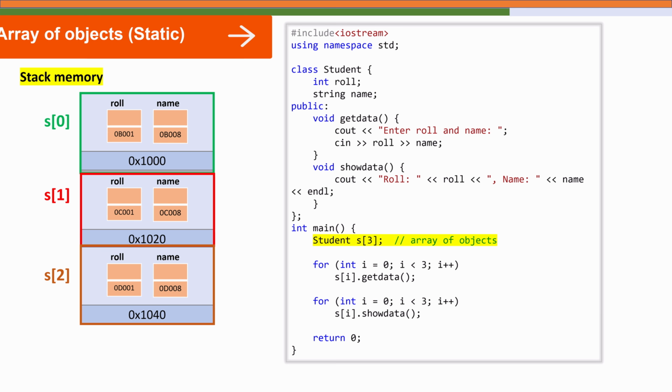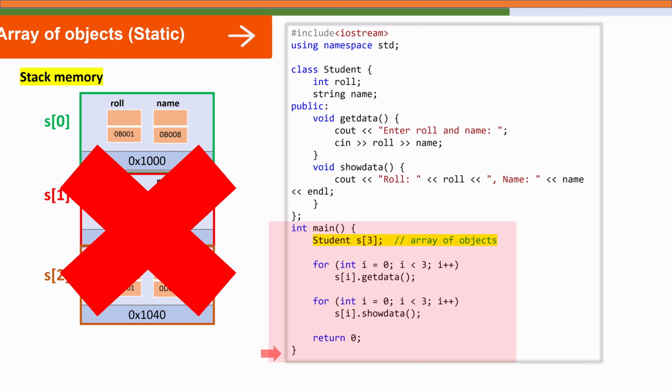Just as we use arrays to store primitive data types, we can also create an array of objects. Here you can see that our three student objects, S[0], S[1] and S[2], are stored sequentially in memory. Each object occupies its own block of memory and all the three blocks are adjacent to each other. Since we declared them as a normal array, the memory allocation happens automatically on the stack. So when the program exits main, all the three objects are automatically destroyed in the reverse order.